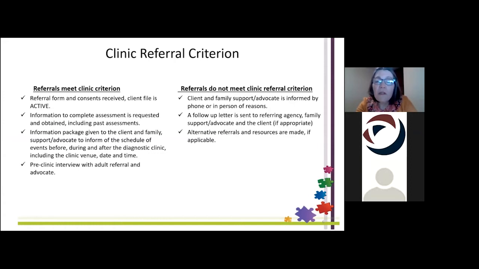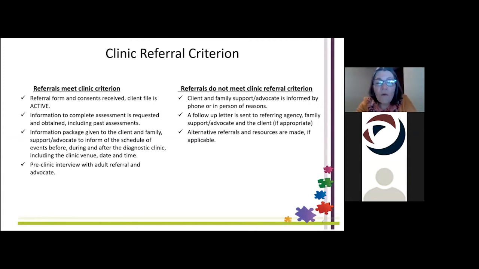Once you've received them, the client file is active and work begins to prepare for the diagnostic clinic day. There's information to complete, and the assessments that have been done previously are requested and obtained and passed on to the clinicians doing the assessments. A complete information package is often given to the client and their caregiver or family.